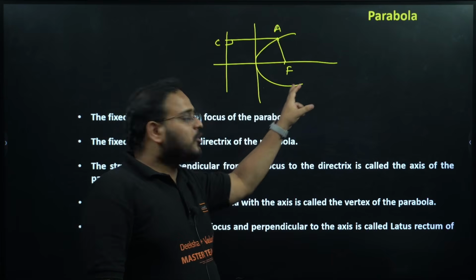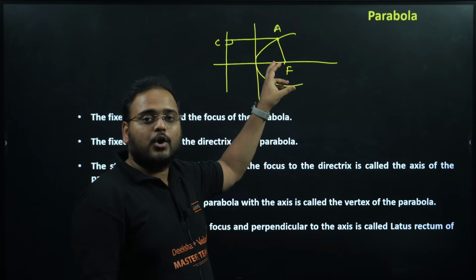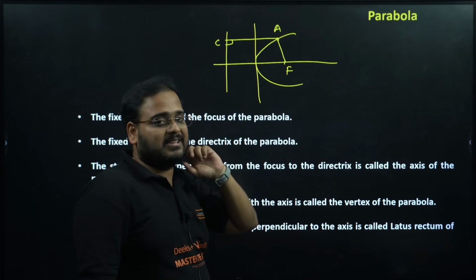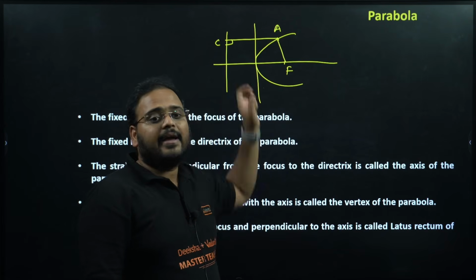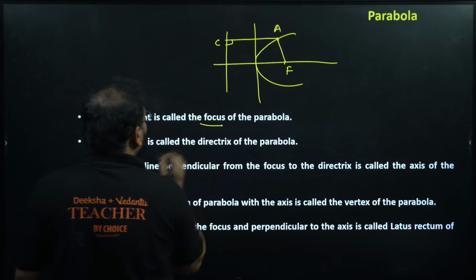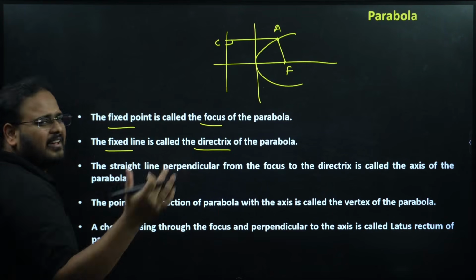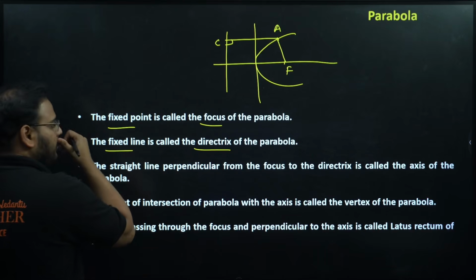Locus of any point which is always at a fixed distance from a fixed point and a fixed line. The fixed point is called the focus of the parabola and the fixed line is called the directrix of the parabola. You'll find the definition everywhere in the NCERT, not a problem. I'm just trying to give you the explanation of this.